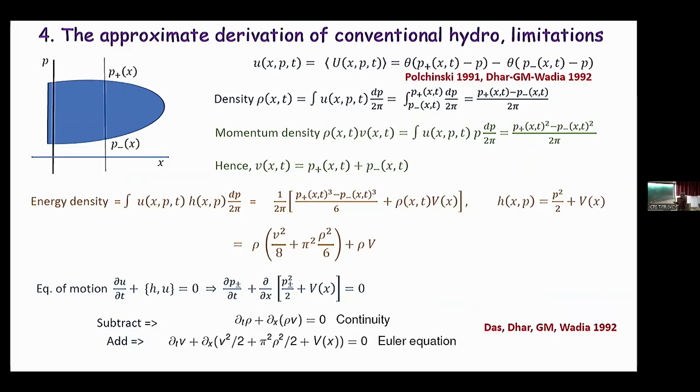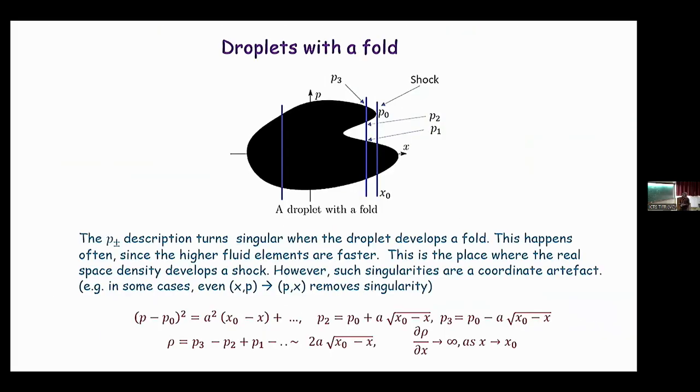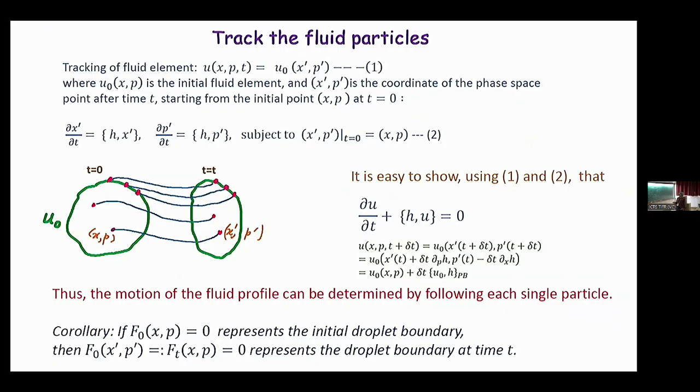The equation of motion can also be derived from this Liouville equation, and it just gives you the continuity equation and the Euler equation. It just comes from this parameterization. All right. But of course, the quadratic droplets have limitations because folds can arise. So this is just to say how you can solve using Mathematica.